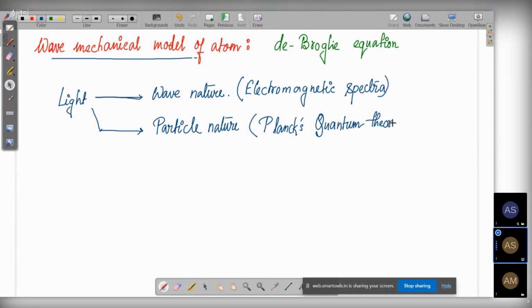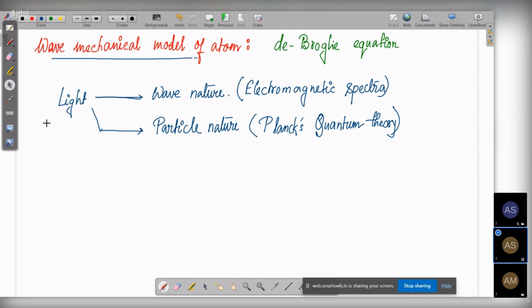Whereas while learning about electromagnetic spectra, there we learn that light is behaving like a wave. So that means light can basically behave both as a wave as well as a particle. So both the properties of wave as well as particle are present in the light.